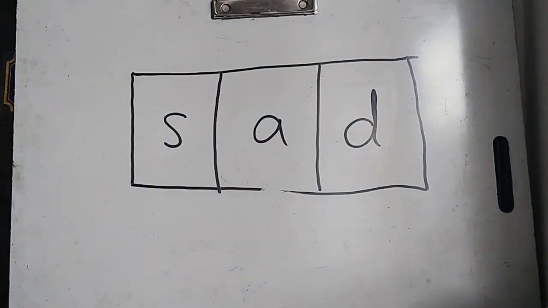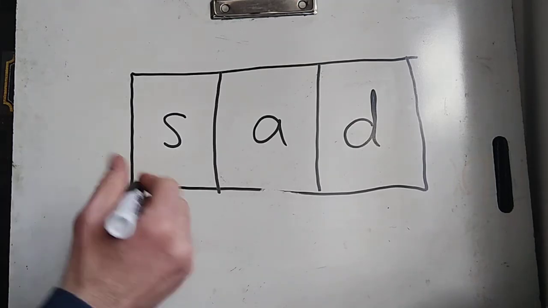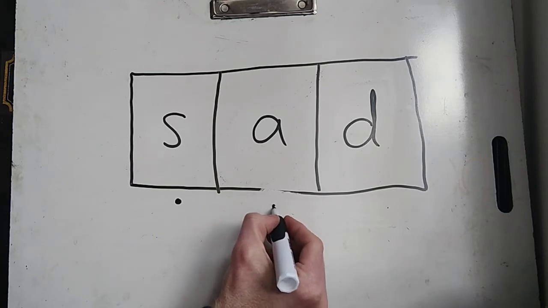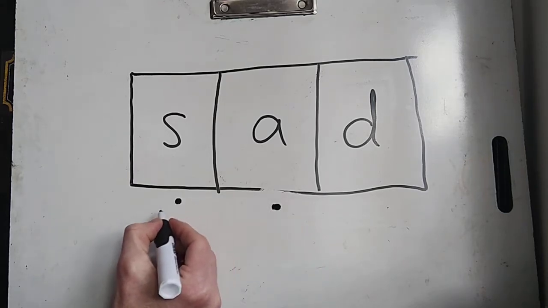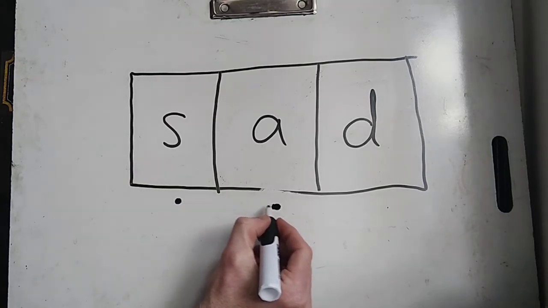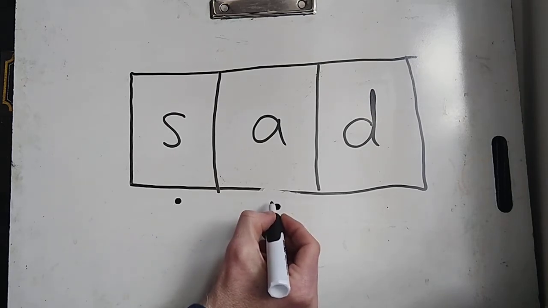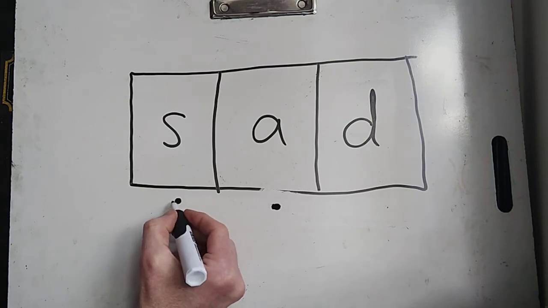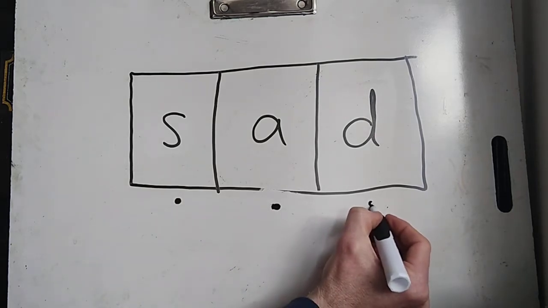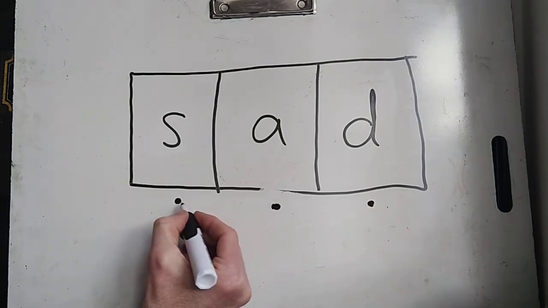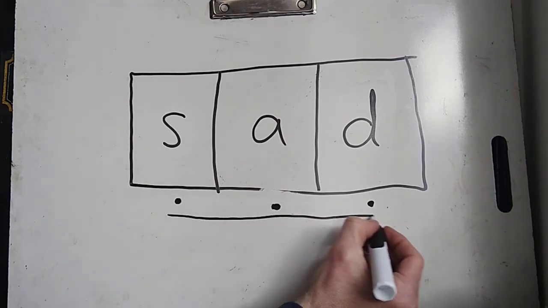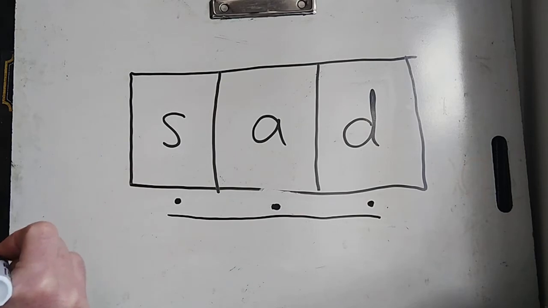Are you ready? What's our first sound? S. Our second sound? Ah. Let's put them together. S-ah. Sa. Okay. We have sa. We need to put our third. Sa. D. Sa. D. Sad. Okay. Did you see how we did that? I'm going to erase that.